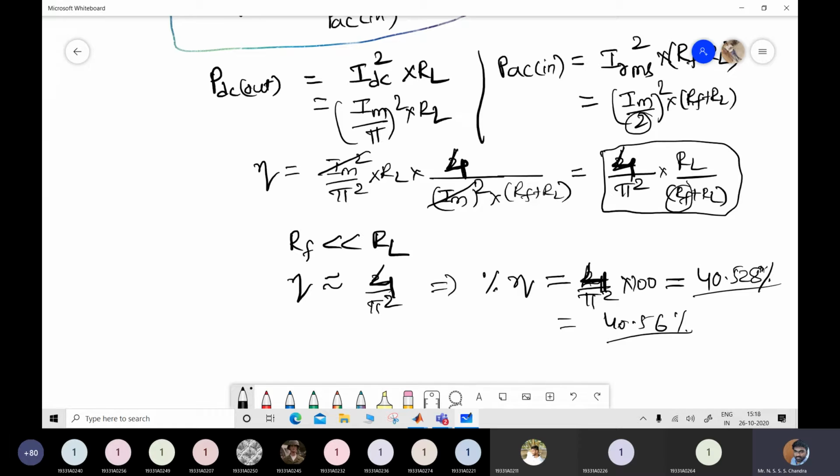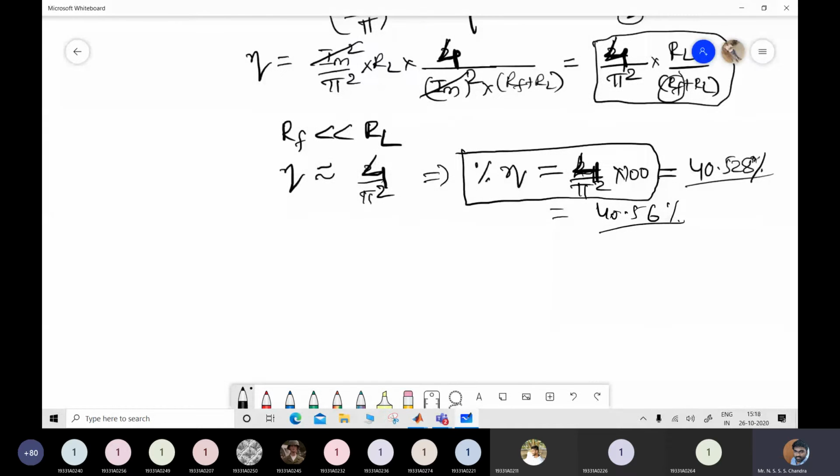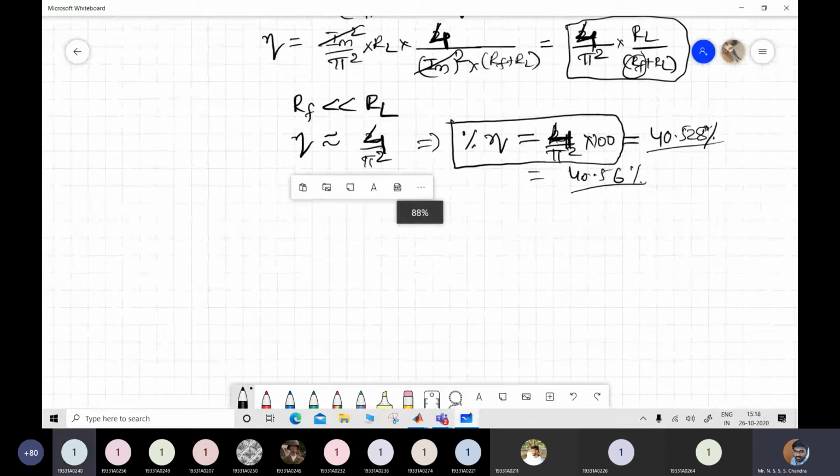You need to remember that the percentage rectifier efficiency is nothing but 4 by pi square into 100. This is the half wave rectifier efficiency. It means that you are only able to convert 40.5% of the AC into DC. Only 40% has been converted. You are unable to convert the remaining 59.4%. So is it a good rectifier or a bad rectifier? A bad rectifier. Yeah, it's not a good rectifier. I can say it's a poor rectifier.